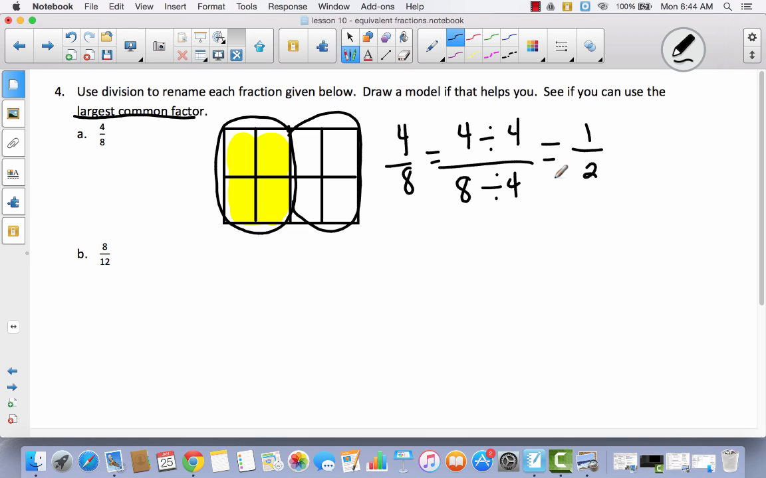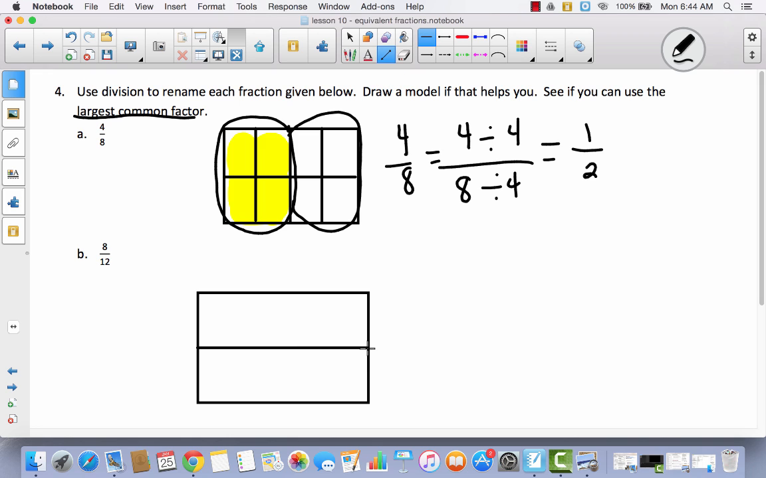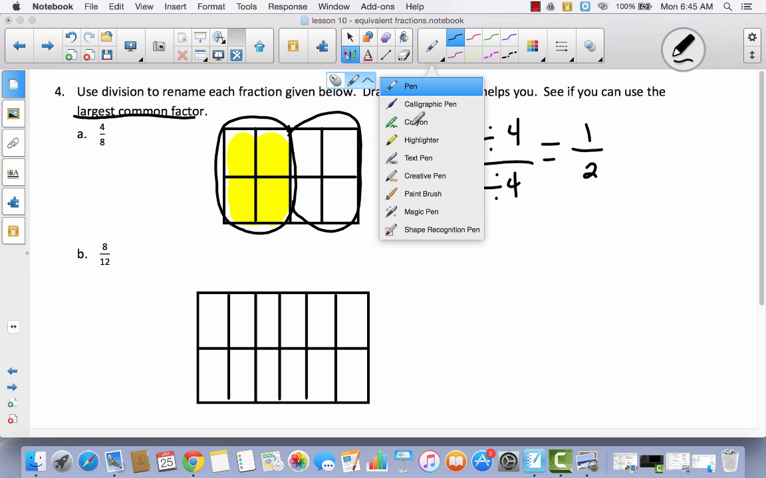Okay, let's try 8/12 this time. So we're going to draw our area model again. And I'm going to divide this into 12 parts. And I think I'm just going to divide it in half horizontally. And then I'm going to divide it into 6 parts vertically, just like this. And then I should have 12. So I'm going to go back and count. 1, 2, 3, 4, 5, 6, 7, 8, 9, 10, 11, 12. And I'm going to shade 8 out of 12.